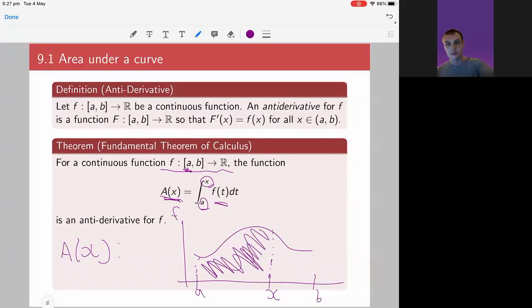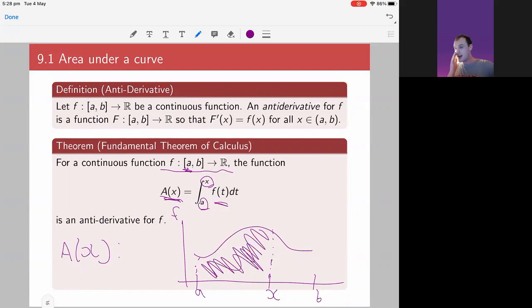Looks like I've missed a couple of comments. Yes, Xiaowang, this is exactly what it's doing. A of x finds the area from the leftmost point of the function all the way up to x. So as x travels from a to b, you'll get more area or less area depending on whether your function is positive or negative. Of course, the point of this theorem is not just the definition of this function, it's the observation that this function is actually an antiderivative for f. This is pretty exciting stuff.